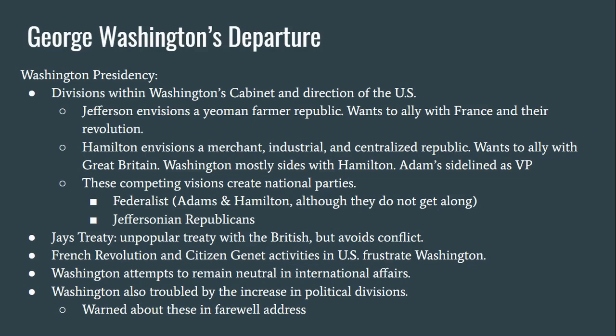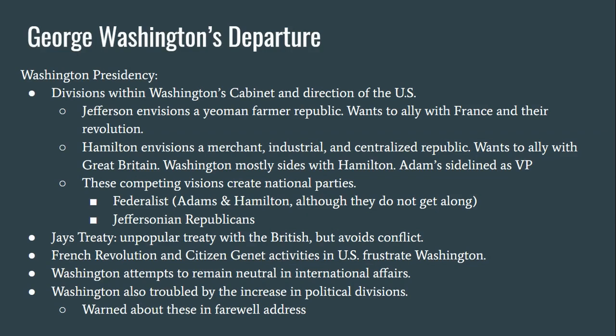Plus, France was such a great ally to the U.S. during our own revolution. On the other side was Alexander Hamilton, who envisioned a merchant and industrialized economy, with a strong centralized government. He wanted to more closely ally with Great Britain. While these two were competing for influence with Washington, John Adams was sidelined in the vice presidency role. These two competing ideologies ended up being the foundation of the first two national political parties, the Hamiltonian Federalists and the Jeffersonian Republicans.